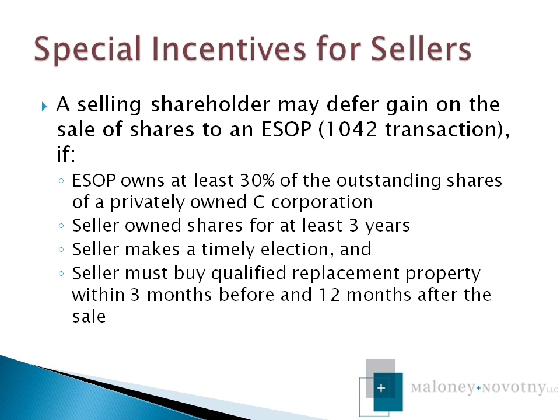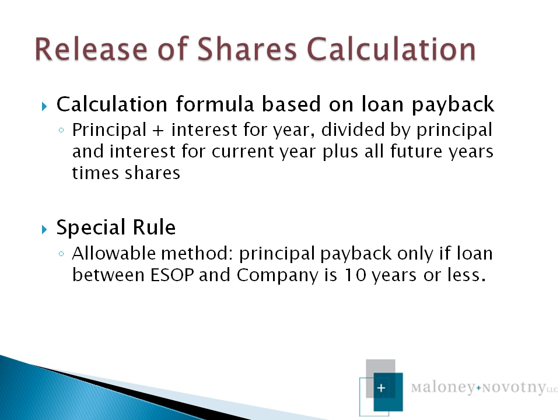Bill, the shares released. Essentially it's a formula, and that's based on the regulations. It is shares and principal to be paid plus the current year's principal and interest. That's the denominator. The numerator is the current principal plus interest.